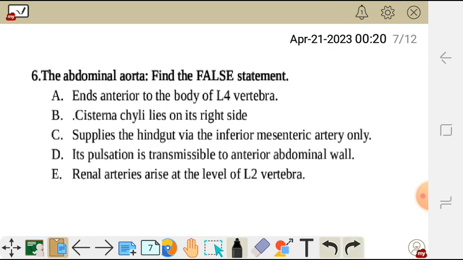So the false statement here is C, supplies the hindgut via the inferior mesenteric artery only. This is false. Why? Because the hindgut is also supplied by the superior mesenteric artery via the middle colic artery, which supplies the transverse colon, which is part of the hindgut. So it is not the inferior mesenteric artery only. Question 6, answer is C.